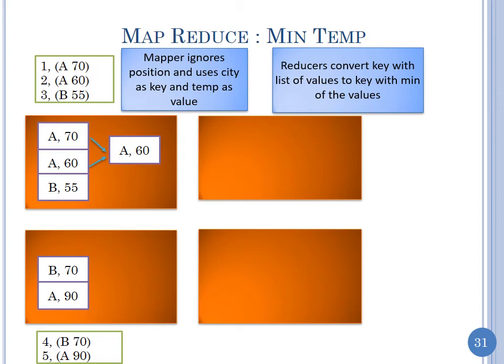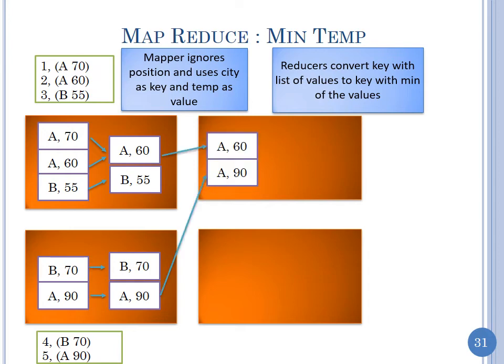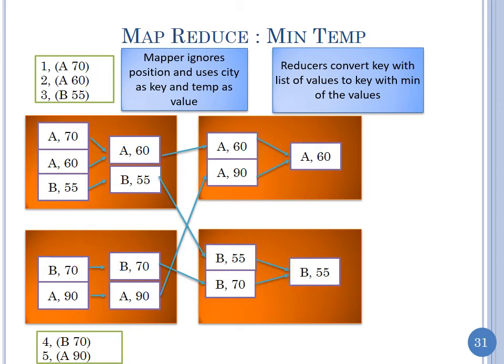So for A70 and A60, the min function gives you 60. We have only one temperature for B, so 55. So this is where it's not really binary. With A60 and A90, B55 and B70, we get A60 and B55, and that's the result. So this is also a very popular example in the MapReduce literature.